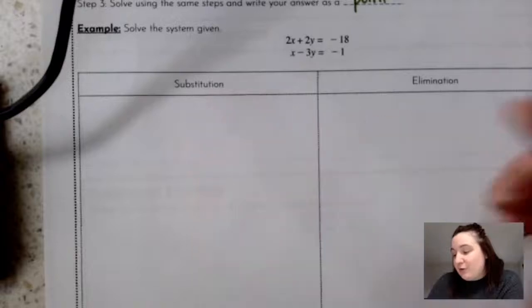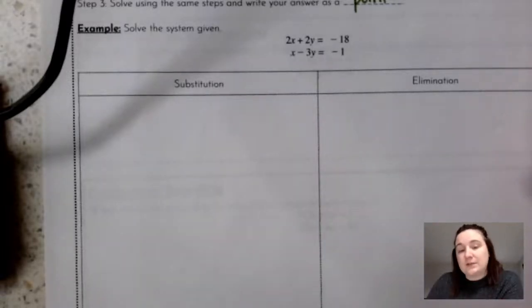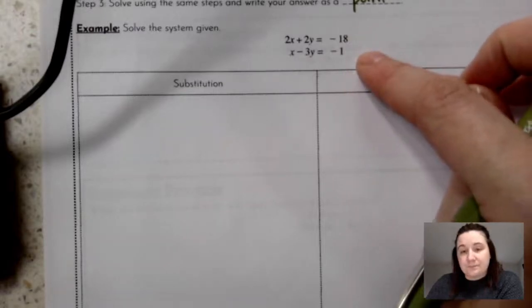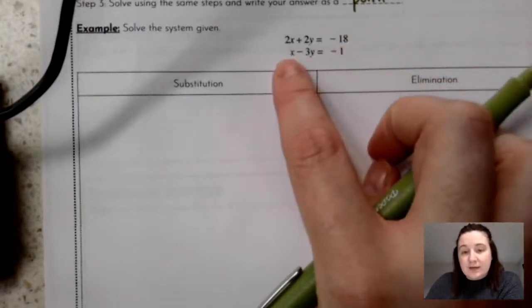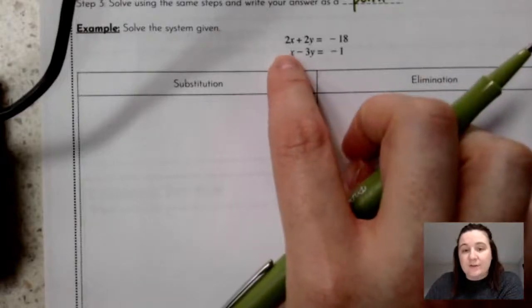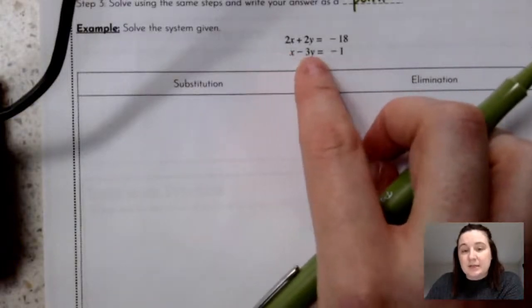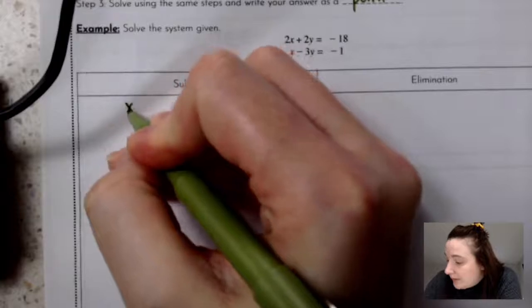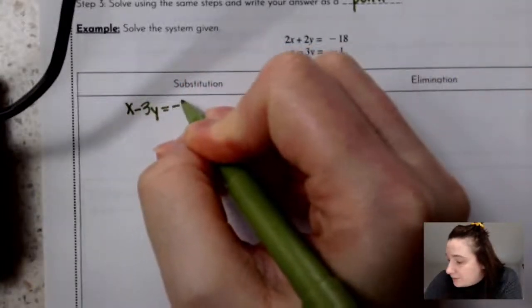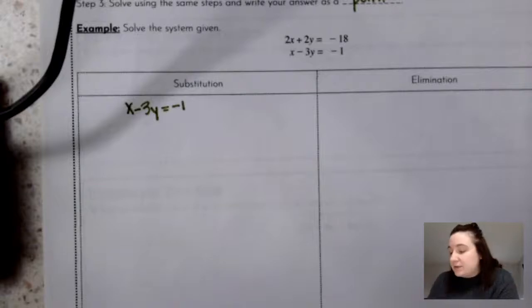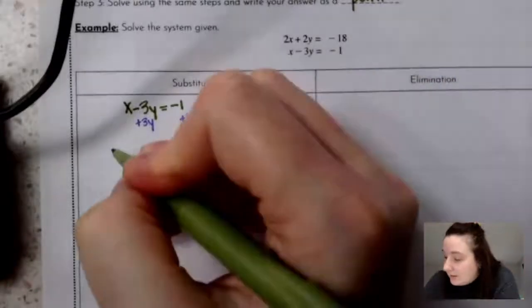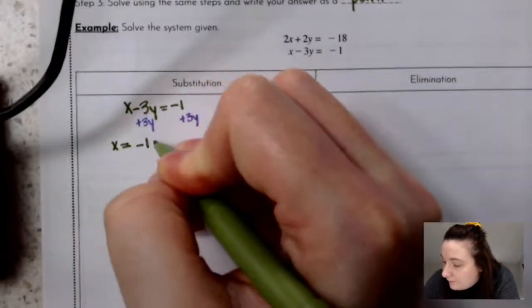For substitution, my goal is that I want x equals or y equals. So I'm looking for a way to easily get x or y by itself in either of the equations. Hopefully you notice in the second equation, x does not have a coefficient. All I would need to do to get x by itself is get rid of this minus 3y. So if I have this original equation, to get rid of minus 3y, I can add 3y, and I get x equals negative 1 plus 3y.